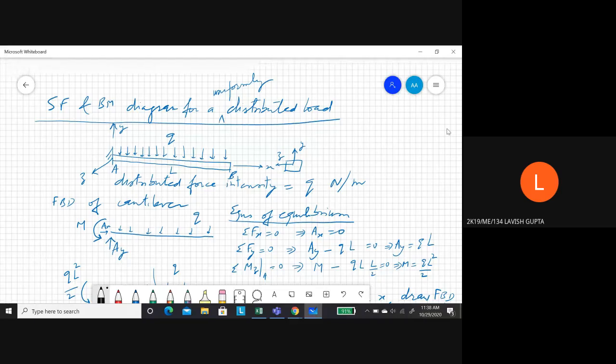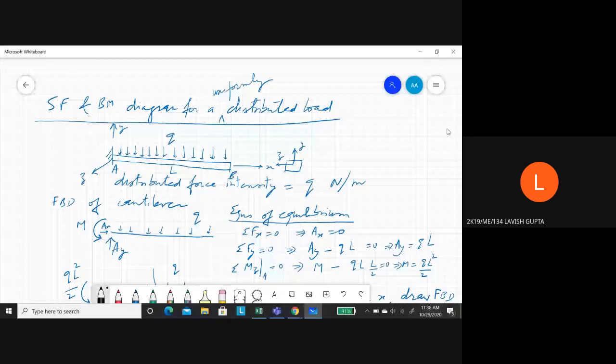For the equations of equilibrium, forces in the x direction equal 0. Therefore, Ax is equal to 0. And forces in the y direction equal 0. Therefore, Ay minus qL is equal to 0, and Ay is equal to qL. For net moment equal to 0: M minus qL into L by 2 is equal to 0. M is equal to qL square by 2.